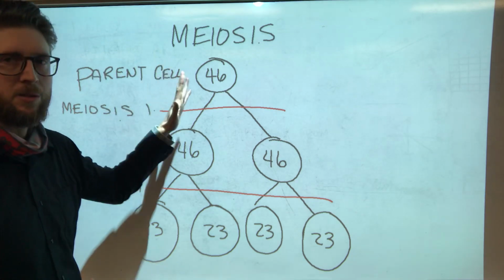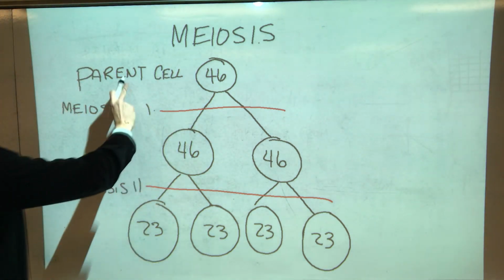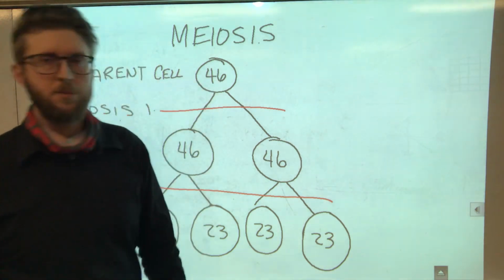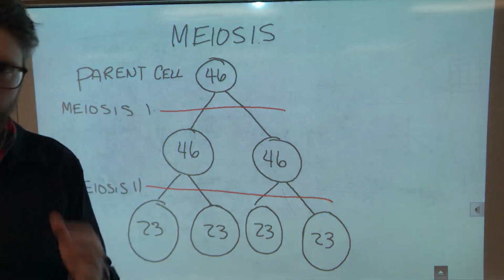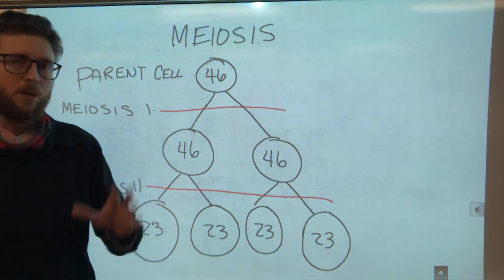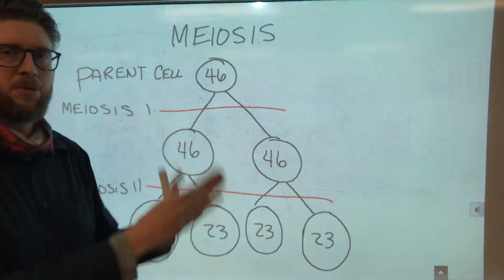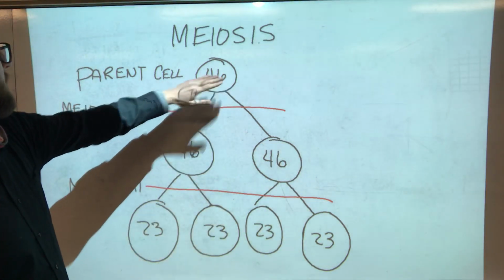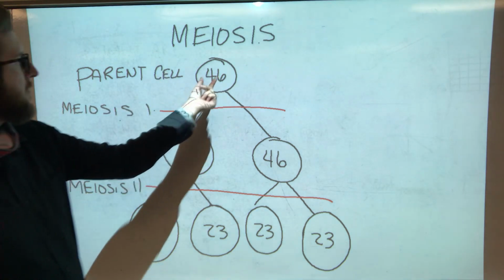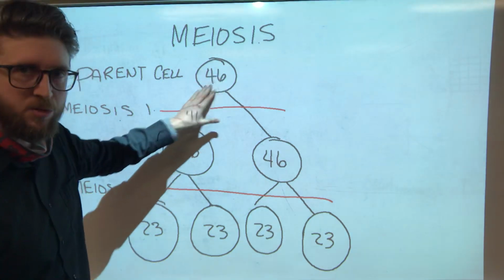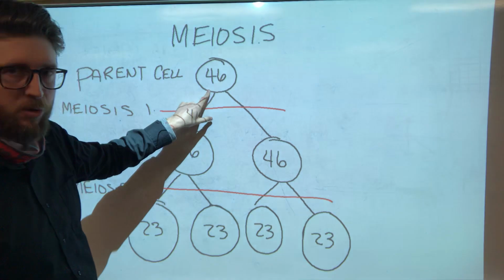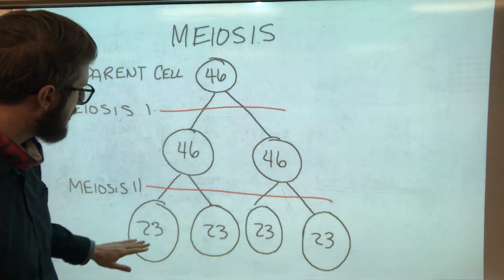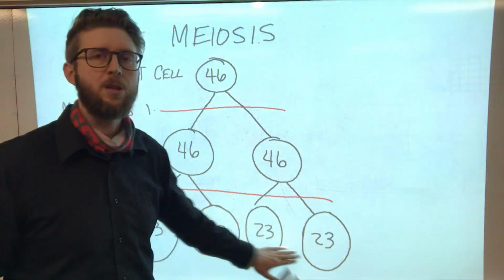So in meiosis, you start off with the parent cell, which has 46 chromosomes. Remember, 46 chromosomes is one full set of DNA. So one full set of DNA equals 46 chromosomes. So in meiosis, you start off with one cell that has 46 chromosomes, and you end up with 4 cells that have 23 each.